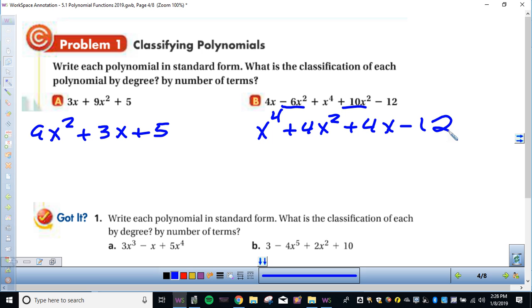So if I name this first one here by degree number of terms, the highest degree is 2. Second degree is called a quadratic. 3 terms is a trinomial. So first one is a quadratic trinomial.